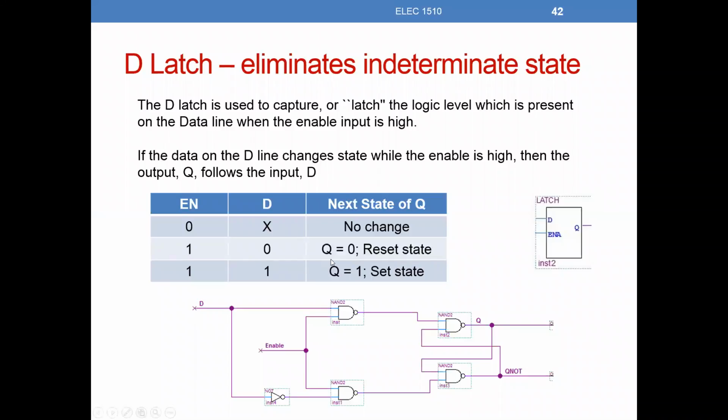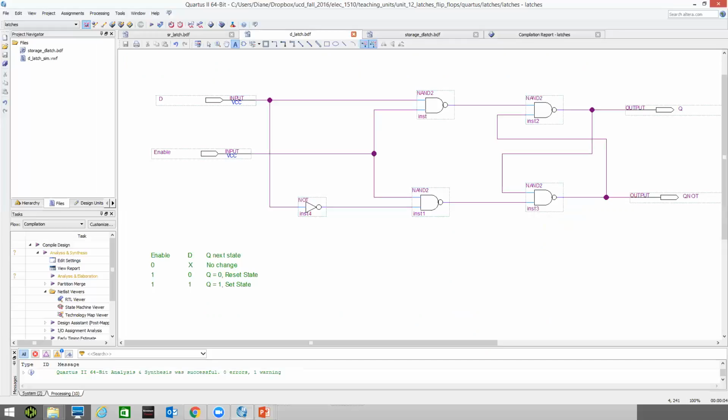And the next state, Q, will always be dependent on D. It won't be dependent on the present state. So when D is a 0 and enable is a 1, Q will be a 0. When D is a 1 and enable is a 1, Q will be 1 for our data latch. So let's take a look at this. I've drawn this circuit out in Quartus here so that we can actually make some changes.